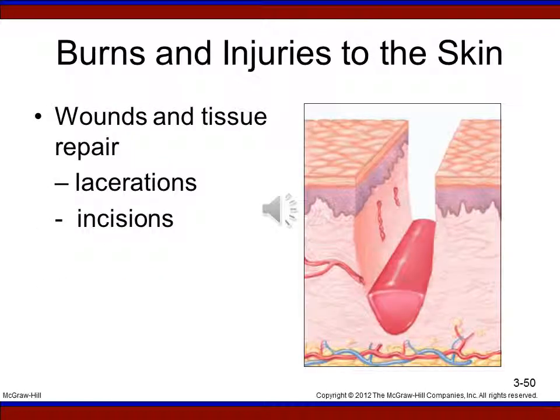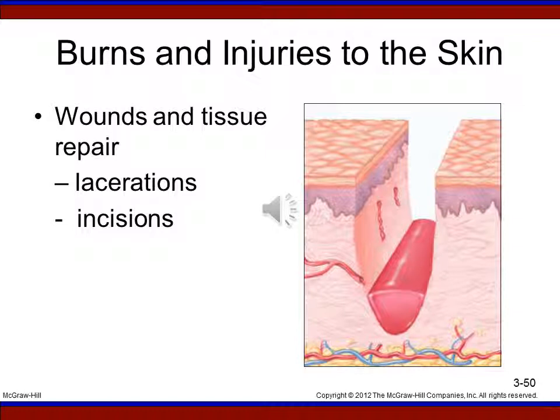Here is a picture. Figure 3.28a is what we're talking about here: how do these burns and injuries to the skin repair themselves? Okay, in a superficial laceration, such as a shaving cut, the epithelial cells along the edges divide rapidly, and then they fill the gap to heal. So it's healing from the inside out.